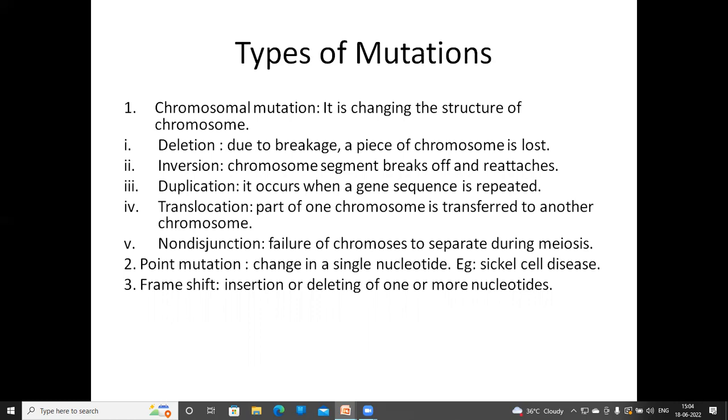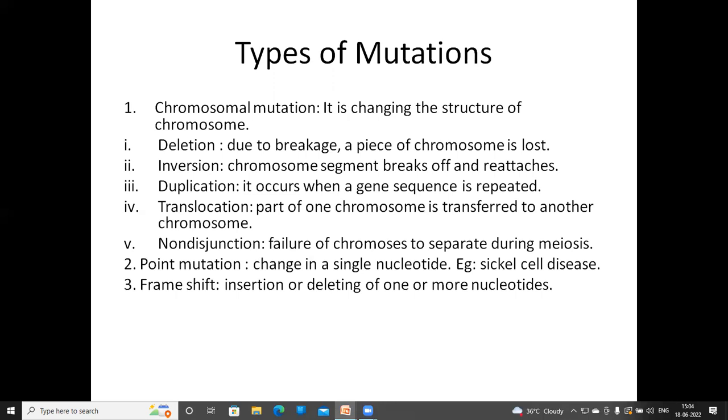The second type of mutation is point mutation. What is point mutation? A change in a single nucleotide. The single nucleotide sequence is changed during this type of mutation. For example, sickle cell disease is caused by a point mutation. And frame shift mutation. What is frame shift mutation? The insertion or deletion of one or more nucleotides. The DNA sequence is inserting one nucleotide, or it is deleting one nucleotide. That comes under frame shift mutation.